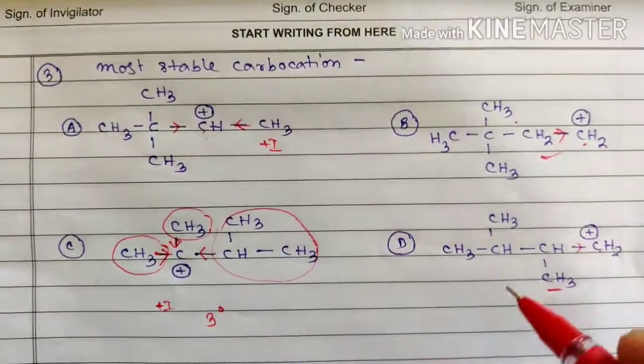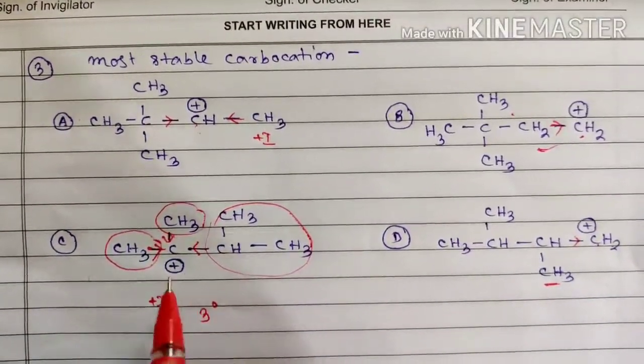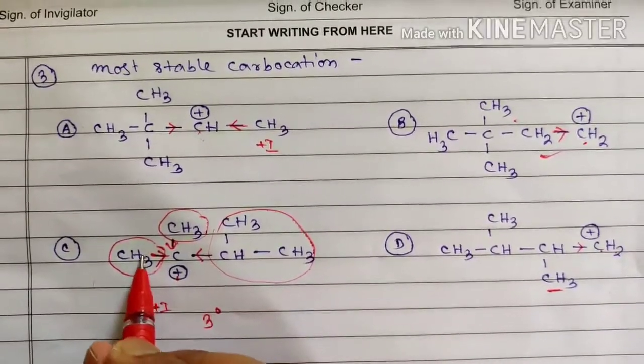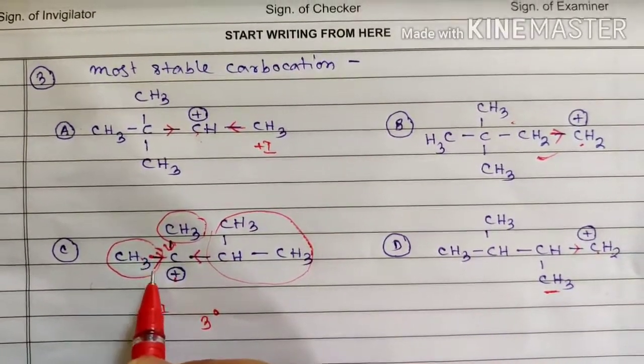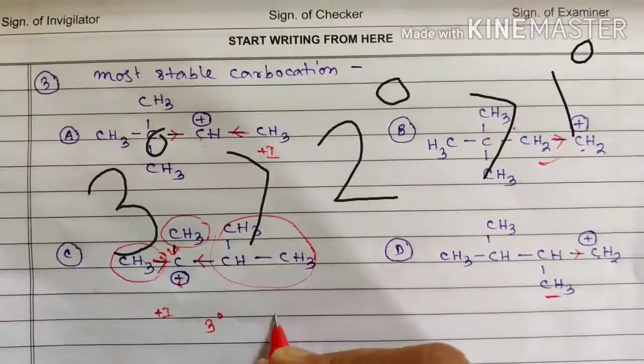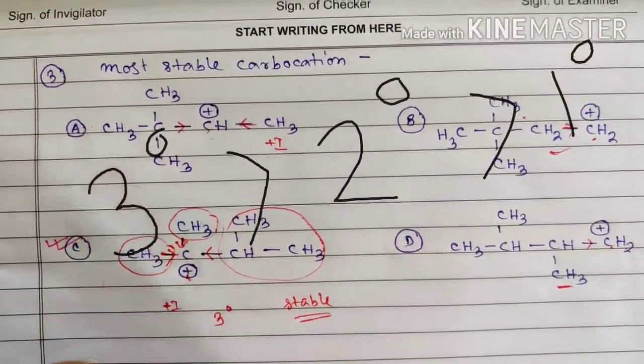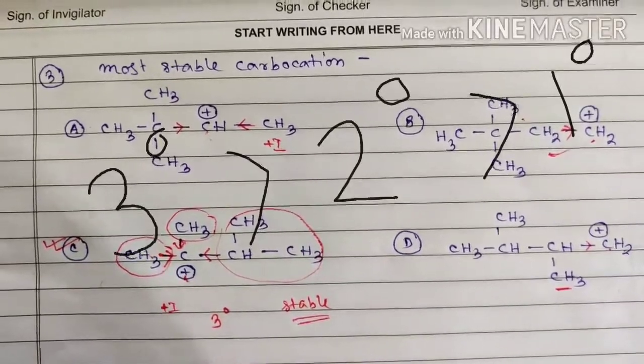So out of these 4, if we have to compare the stability, obviously the plus charge on this carbon will be stabilized from all the 3 sides over here. It is a 3-degree carbocation, and hence it is the most stable one. So the correct answer will be the option C.